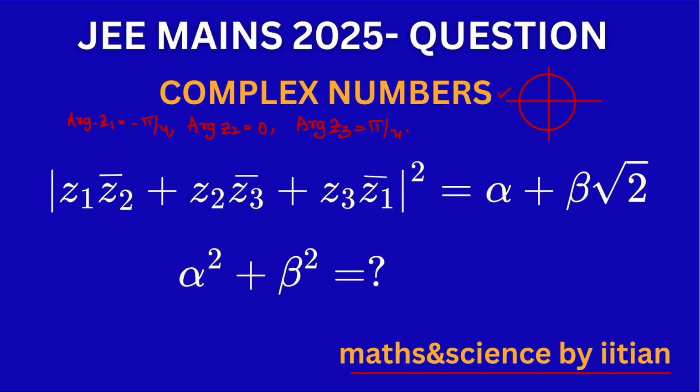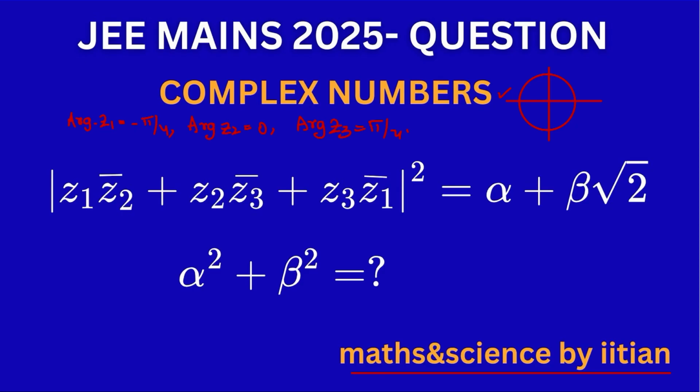Another condition is also given: the modulus of z1 conjugate z2 plus z2 conjugate z3 plus z3 conjugate z1, whole square, is equal to alpha plus beta into square root. If it is in this form, then alpha square plus beta square is how much? This is the question given.